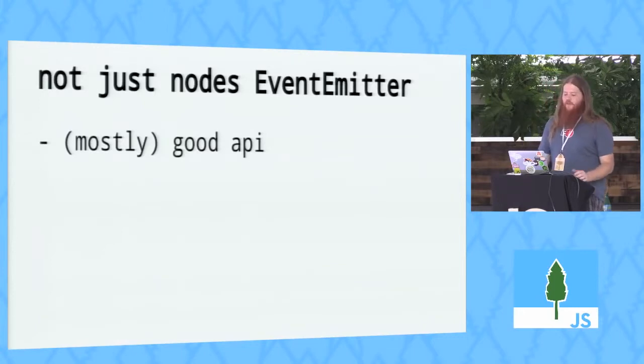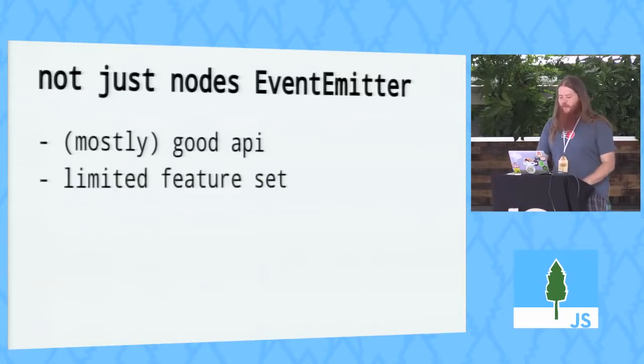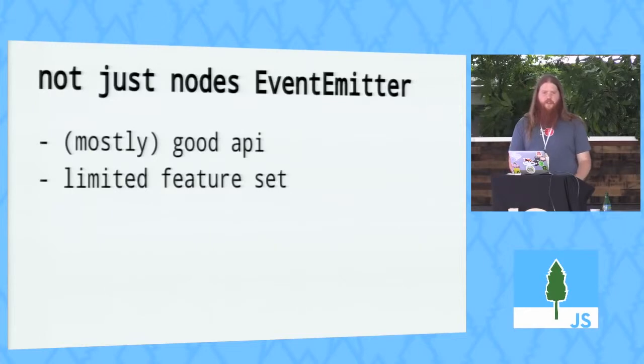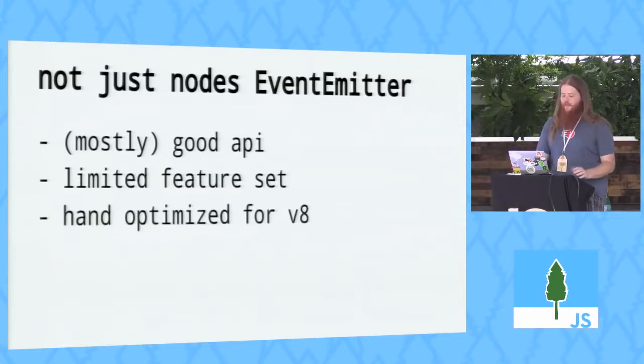Node's event emitter especially has a mostly good API. You can listen to things with on. You can emit events with emit. You can get all the listeners for a type with the listeners function. And if you really want to monkey with stuff, you can get the underscore events object and do whatever you want to it. But it's got a limited feature set. It doesn't let you extend it in any way.